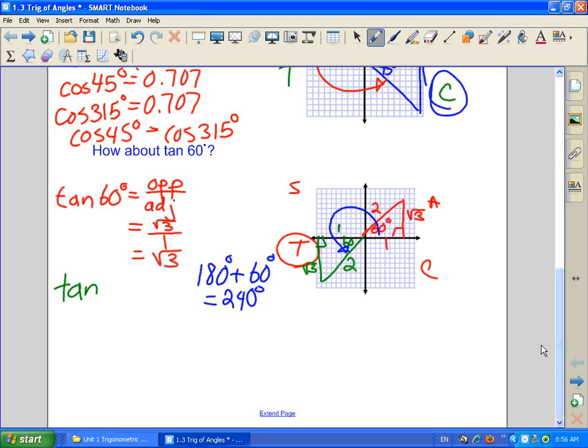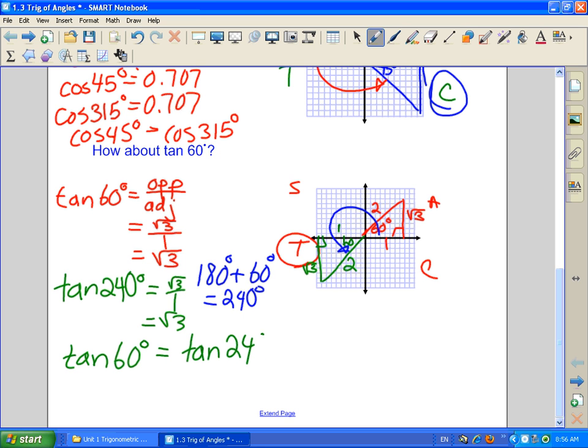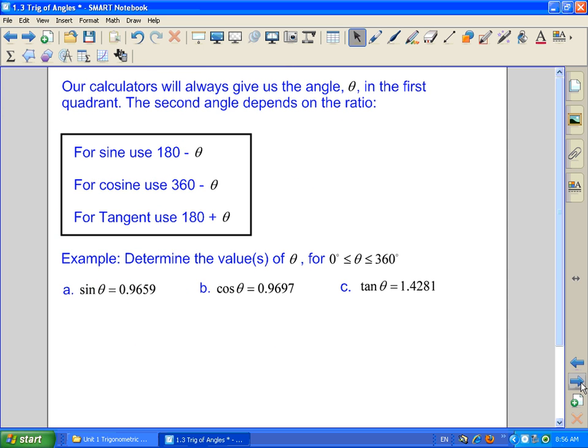So again, tangent of 240 equals, again, root 3 over 1, which equals root 3. So tan of 60 degrees equals the tan of 240 degrees. Basically, you're just finding the other value based on its positioning. Let's just set up a general rule for that.